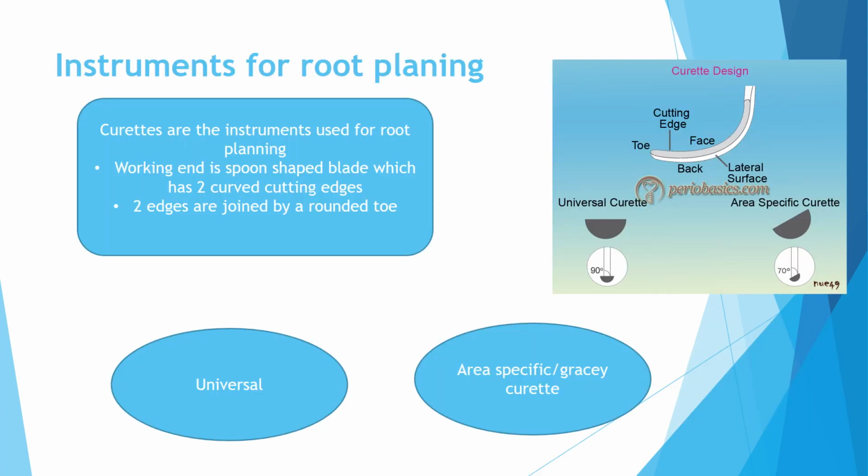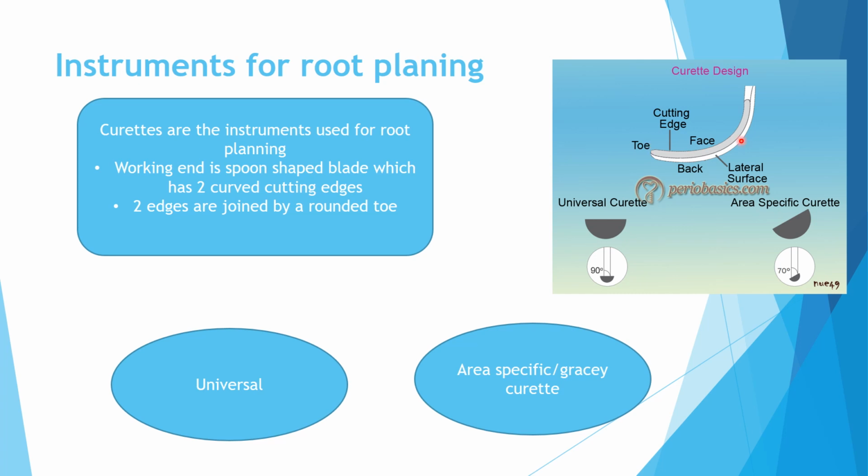Then coming to the instruments for root planing. Curettes are the instruments used for root planing. The working end is a spoon-shaped blade which has two curved cutting edges. You can see that this is the curette. You can see these are the cutting edges, this is the face, this is the toe, the back surface, and this is the lateral surface. So this will be spoon shaped with two curved cutting edges. These two cutting edges are joined by a rounded toe. You can see that this is the rounded toe.